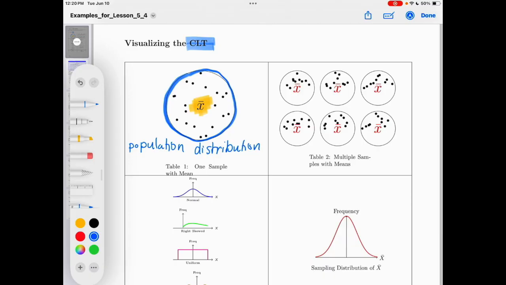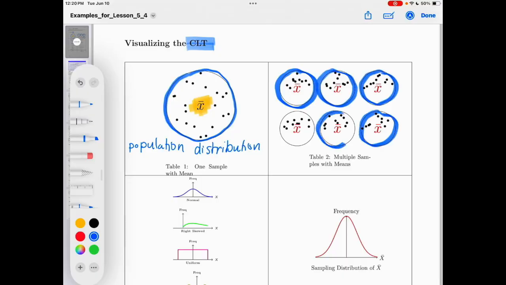Now on the right, we see multiple samples. So here's one sample, here's a second sample. You can see that we have 6 of them. I can only fit 6 on the page, but imagine we take many, many, many samples, and each of those samples has data collected, and then you take the average for each sample. So now we have a collection of all these means from all the samples. When we graph all those means, that's when we get the sampling distribution.